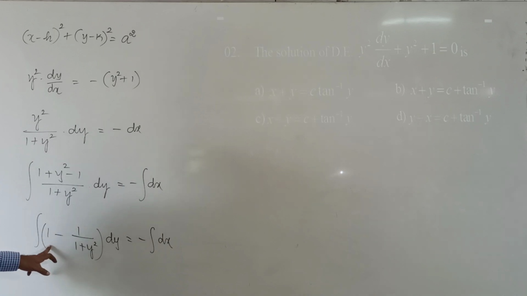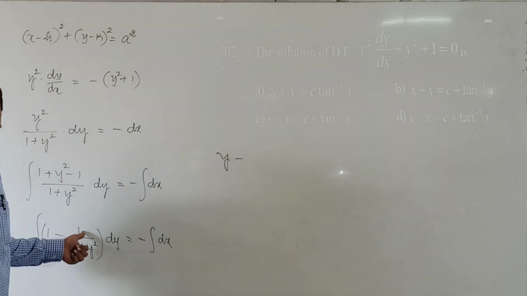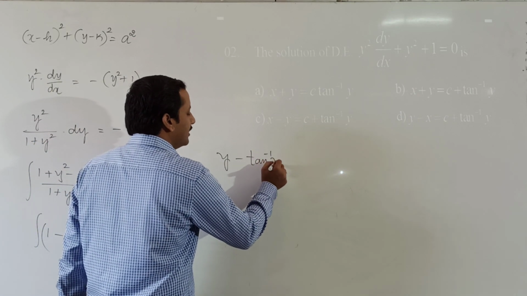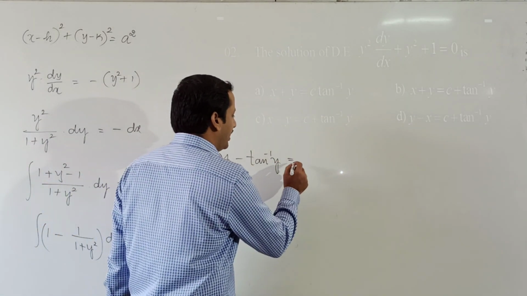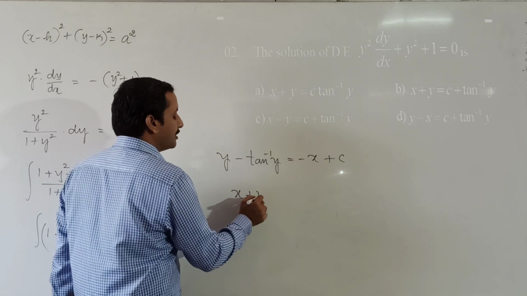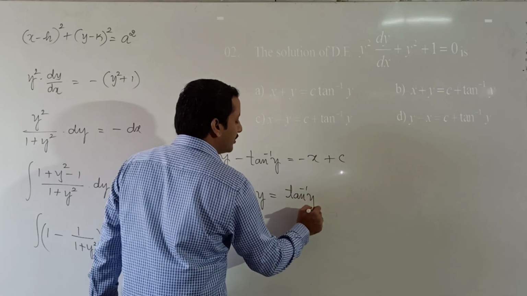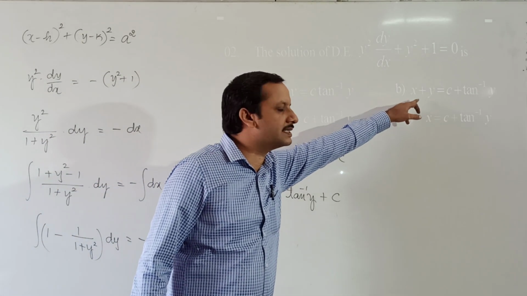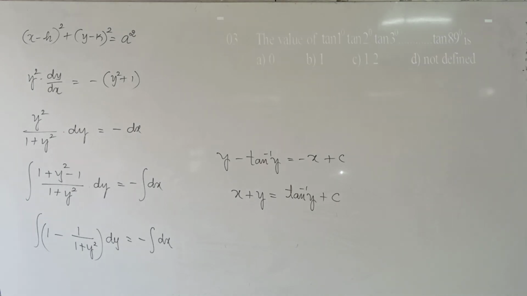Let us integrate it now. Integral of 1 with respect to y is y, minus the integral of 1 by (1 plus y square), which is tan inverse y, is equal to, on RHS, minus integral of dx, that is integral of 1, which is x, plus c. Bring this x to the side. So x plus y, take this term to RHS, is equal to tan inverse y plus c. x plus y is equal to tan inverse y plus c. Second option is the correct answer. Okay, let's move to the third question now.